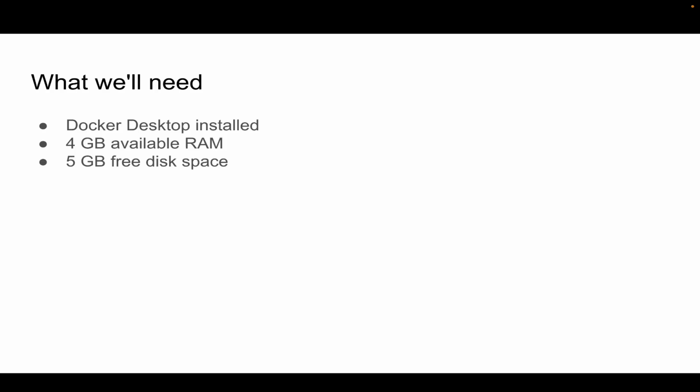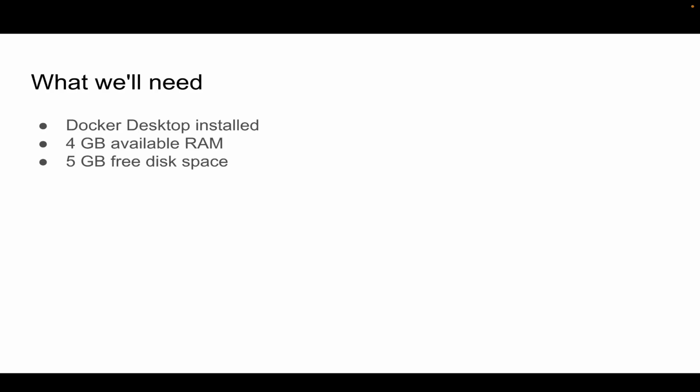Before we start, here's what we'll need. In this tutorial, I'm doing everything on my MacBook, so I have Docker Desktop installed. If you wanted to install this on an EC2 instance or Azure VM, you could also do that, but that's a different tutorial. Besides having Docker Desktop, you're also going to need some RAM and some free disk space.